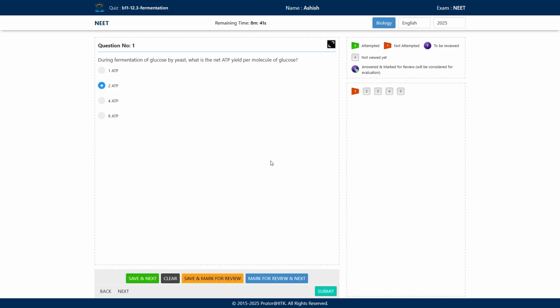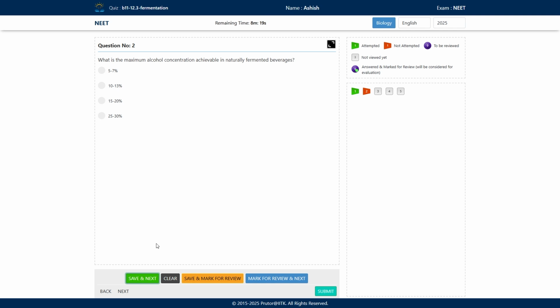During fermentation of glucose by yeast, the net ATP yield is 2 ATP molecules, which comes from glycolysis. Because during the fermentation process, not much energy is released. The energy that comes is from the glycolysis cycle. Now let's look at the next question.